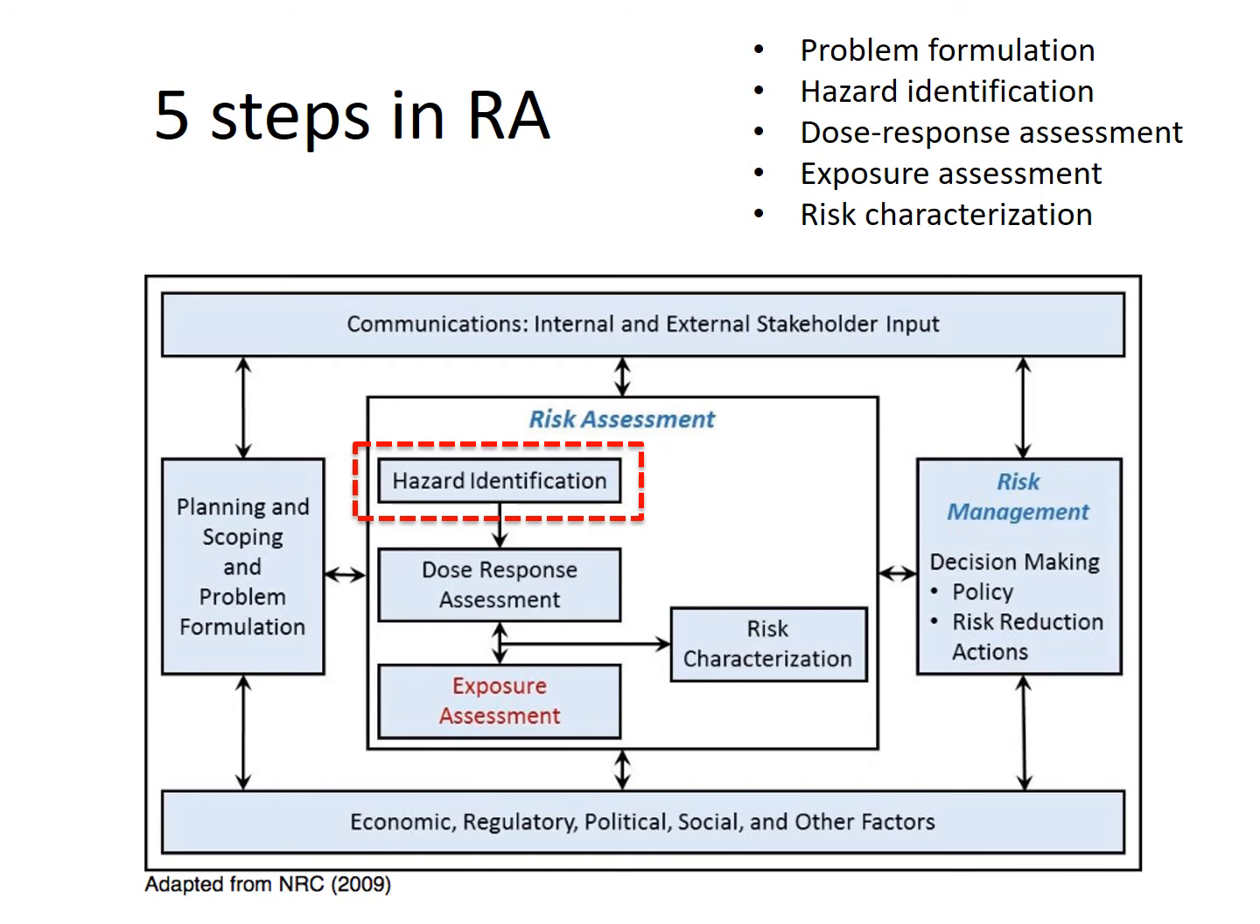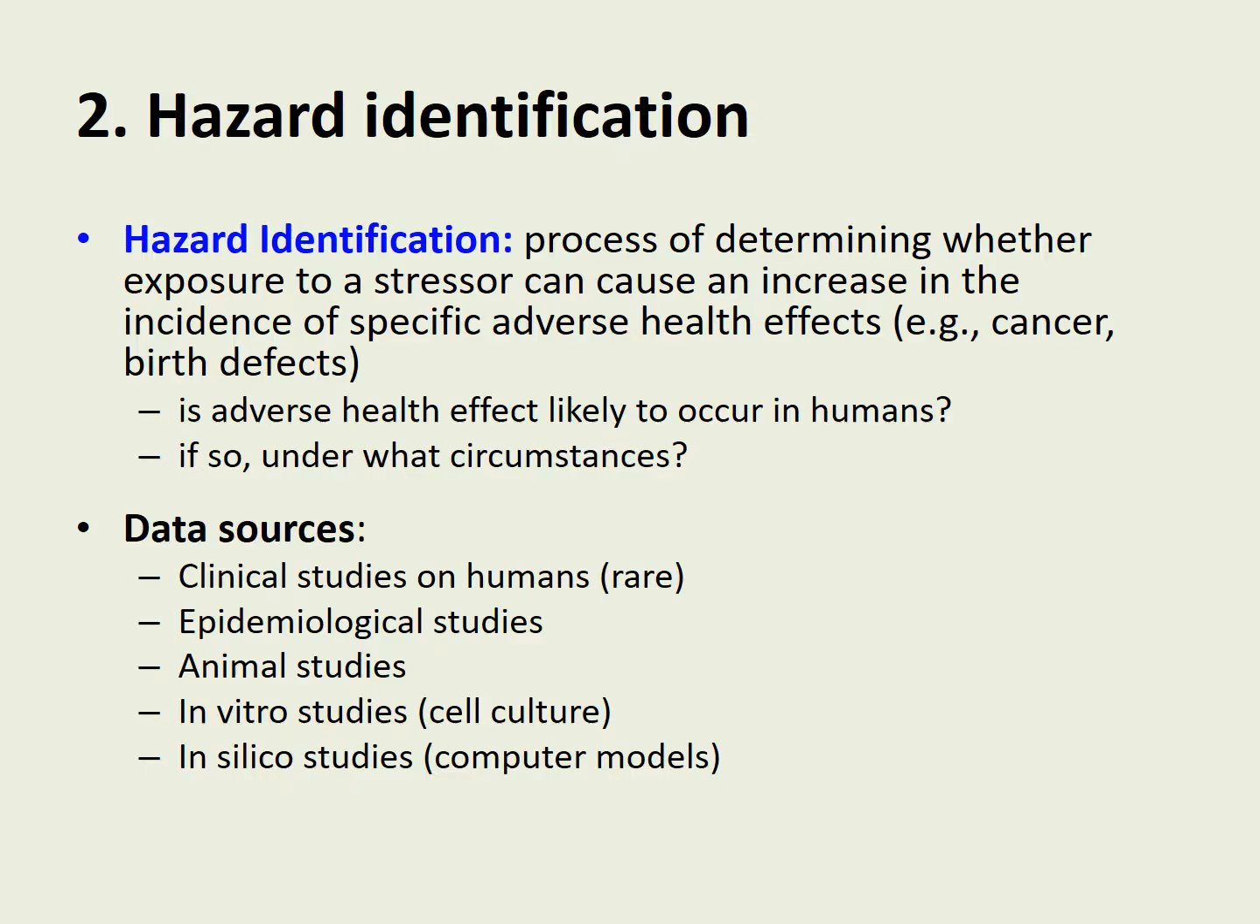So as we're thinking about the hazard identification, let's go into a little bit more related to that. So again, now we're in green. So this is all about hazard identification in these green slides. Okay, so as we're thinking about hazard identification, this is the process of whether an exposure to some sort of stressor can increase the incidence of, pick an adverse health effect. It could be cancer, it could be birth defects, whatever those are. So what are those health effects and what are the circumstances in which these may be likely to occur?